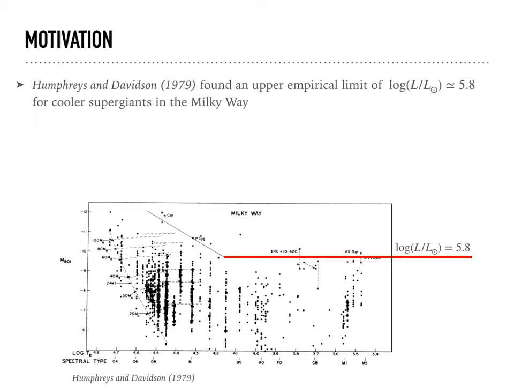In 1979, Humphreys and Davidson found an empirical luminosity cutoff for the coolest supergiants in the Milky Way and the LMC at about log L of 5.8. And this is generally believed to be an effect of mass loss, wherein the HD limit shifts to higher values at lower metallicities. But as we'll see in the next slide, this empirical limit has been revised to lower luminosities.